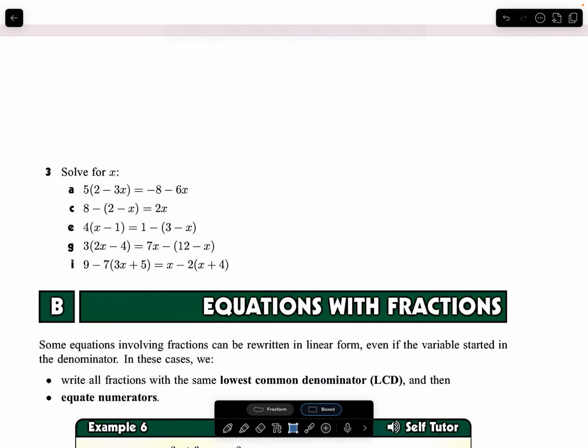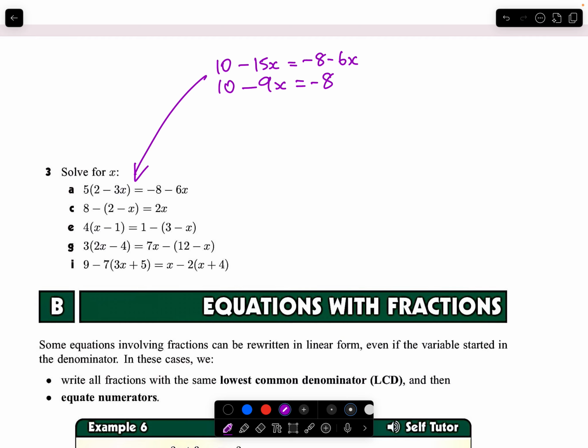So if I was answering this one here, I see some brackets, so I need to expand the brackets. 5 times by 2 is 10. 5 times by negative 3x is negative 15x equals... I didn't do anything with the right-hand side. I need to collect like terms. Everyone likes their x's on the left-hand side, so I'm going to remove that negative 6x on the right-hand side. The opposite of taking 6x is adding 6x, so it's going to be 10. Negative 15, add 6x is going to be negative 9x is equal to negative 8.